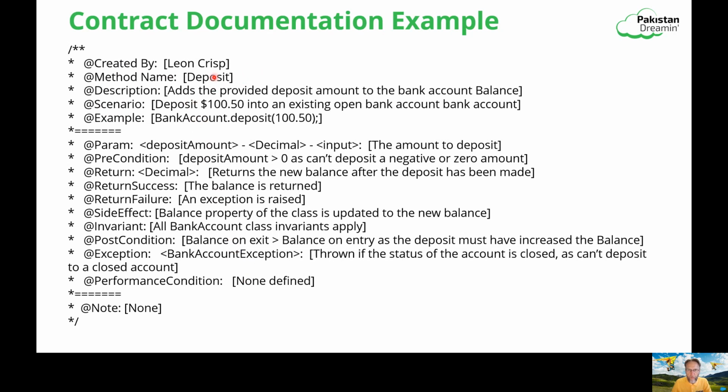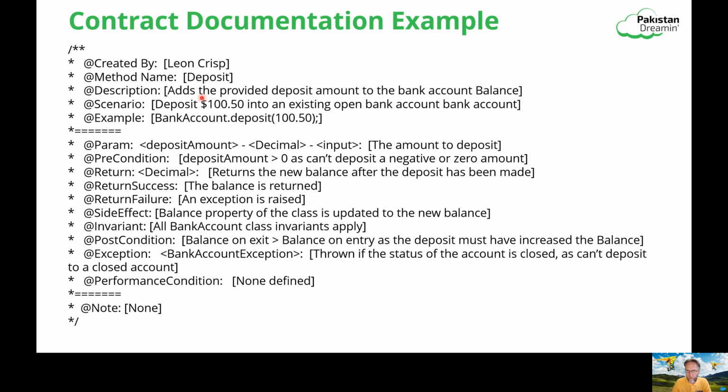So let's see how this could look in use, just with an example here. I've created an example using a method called deposit. So imagine there is a class called bank account. It has various methods on it, like deposit, withdraw, open, close, and so on. So this method is a deposit method of a bank account class, and so we have a description here.